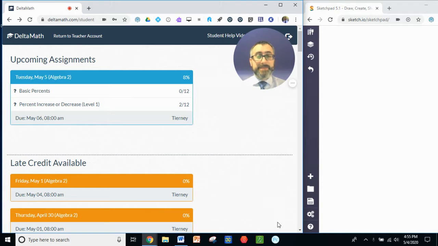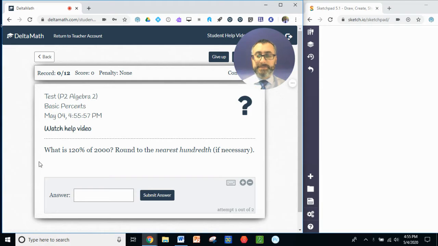Percents. Today, we're looking at problems that involve basic percents and problems that involve percent increase and decrease. Let's take a look at the first type, basic percents. The question here is, what is 120% of 2,000? Round to the nearest hundredth if necessary. Let's think a little bit about what this means.